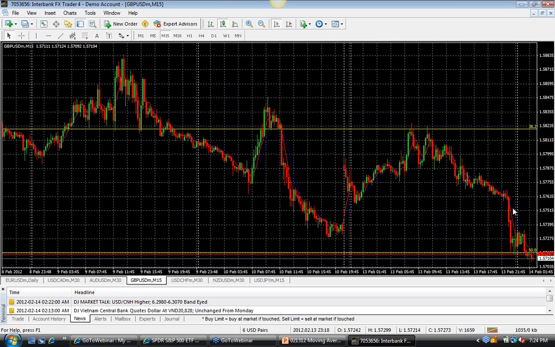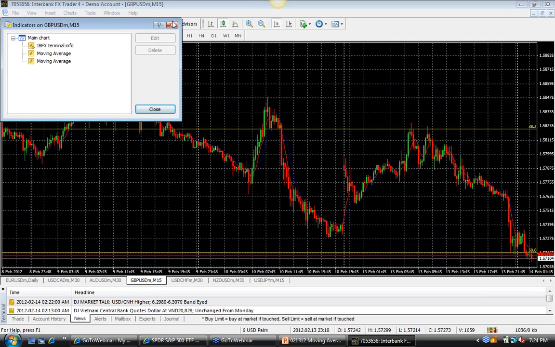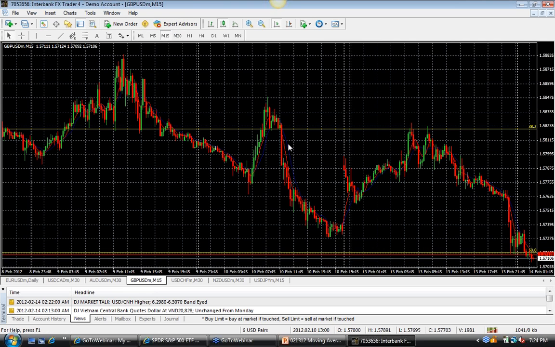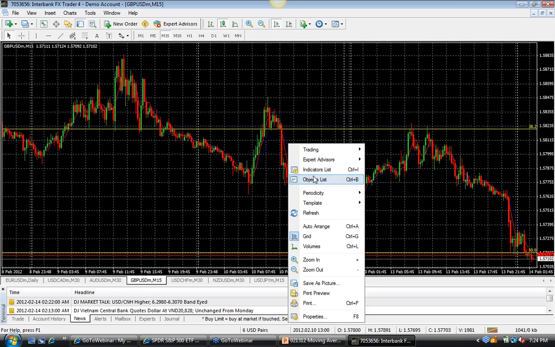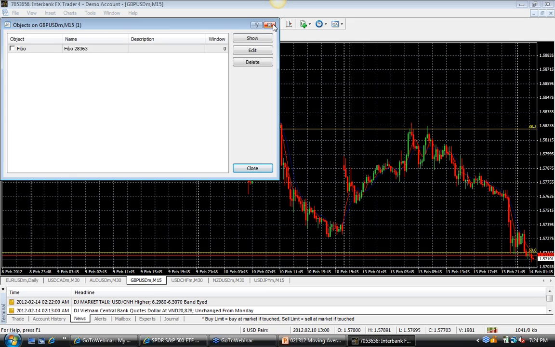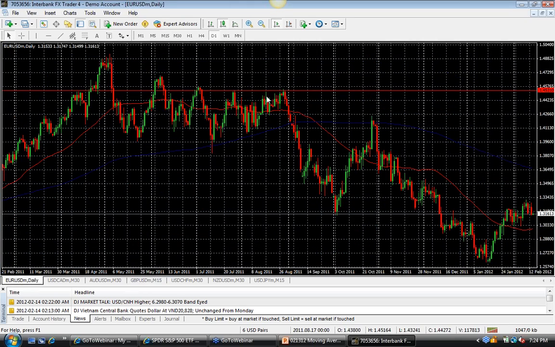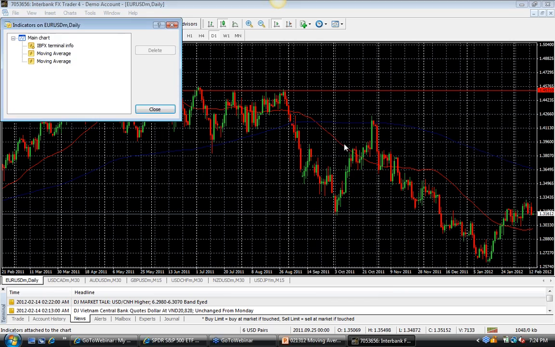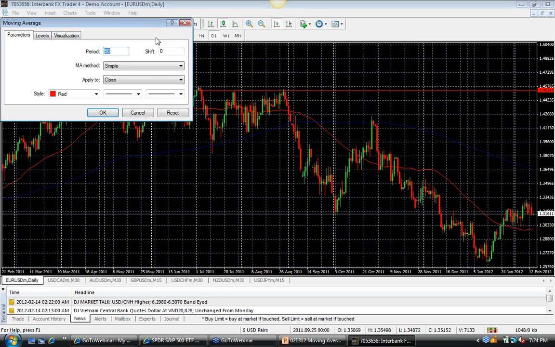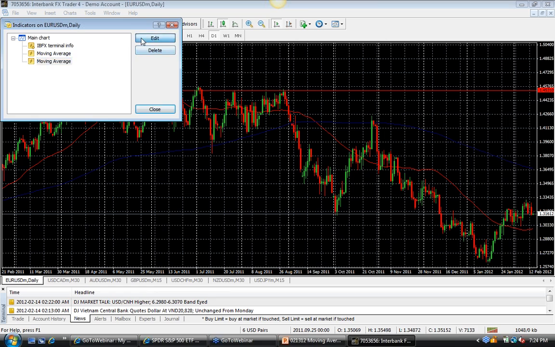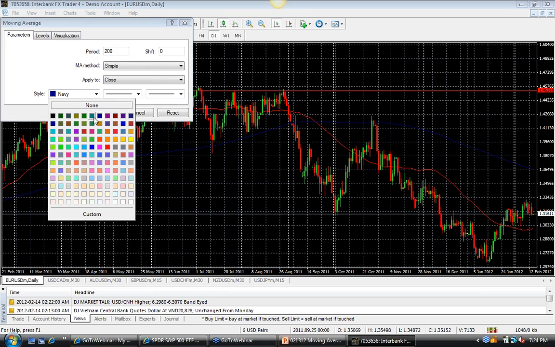So what I can do is I can go to my indicators. I'm just going to go ahead and delete the blue one. So I right click on it, I go to my objects list, and it doesn't look like it wants to pop up here. Let's see if I can put it on here on the one that you can actually see. So I go to my indicators list, and I have my moving average. Okay, so that's the red one, that's the 50. And if I go to this one, it's going to be the blue one, and it's navy, not blue. And we're going to change it to green.